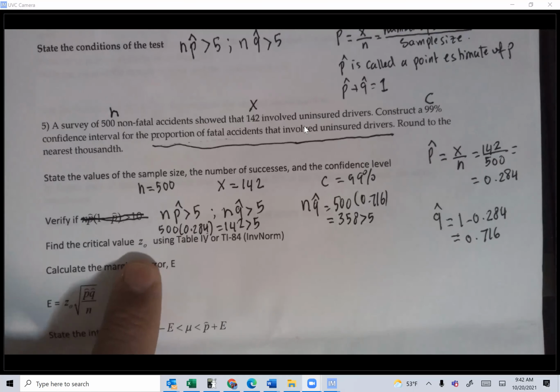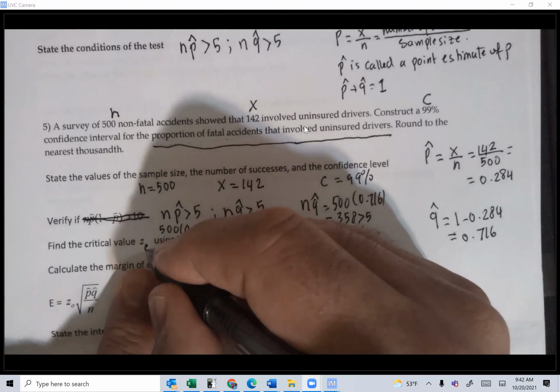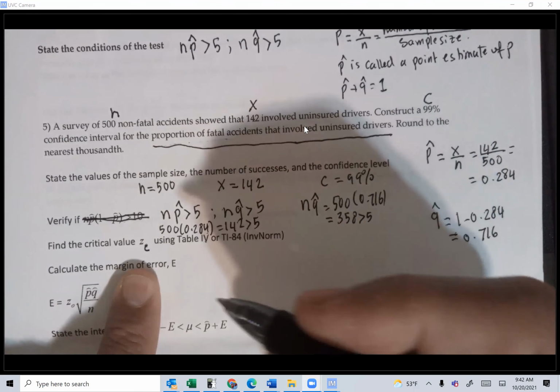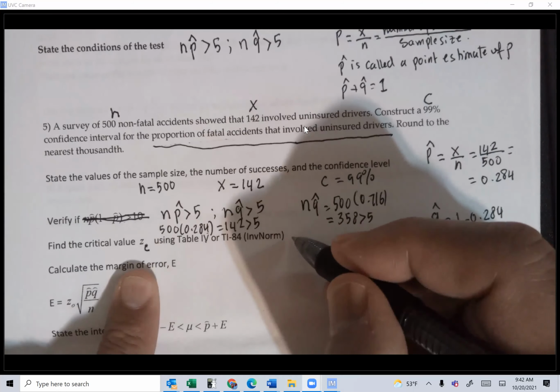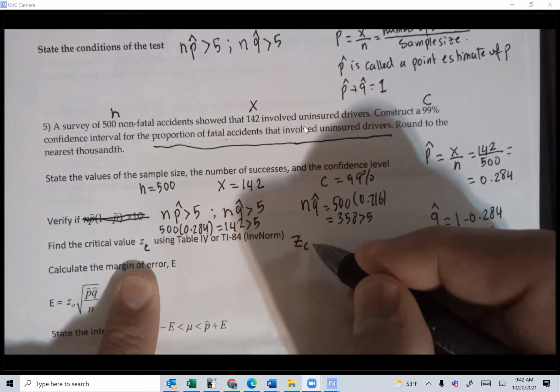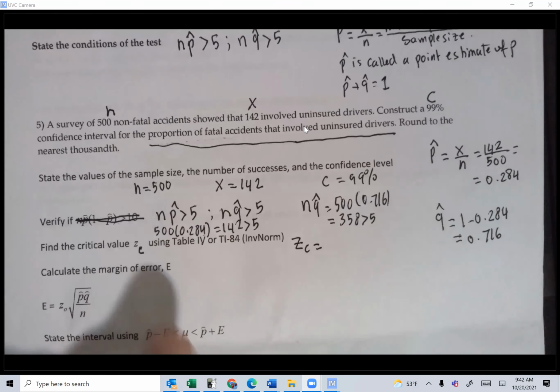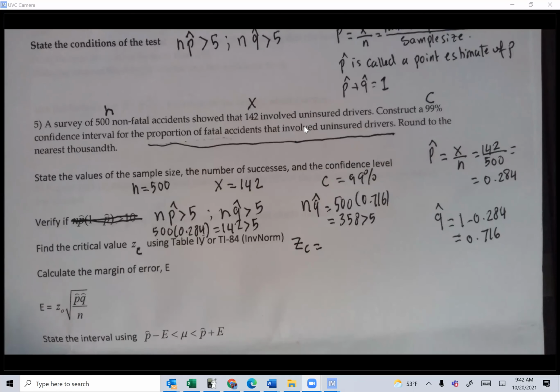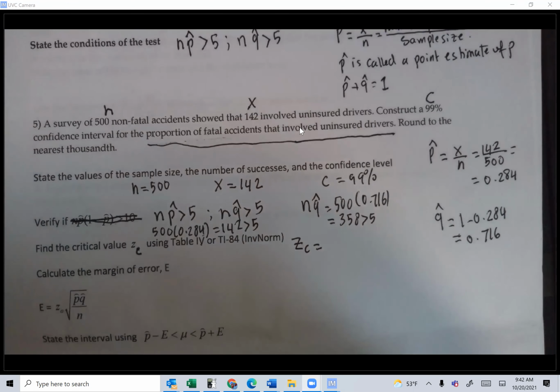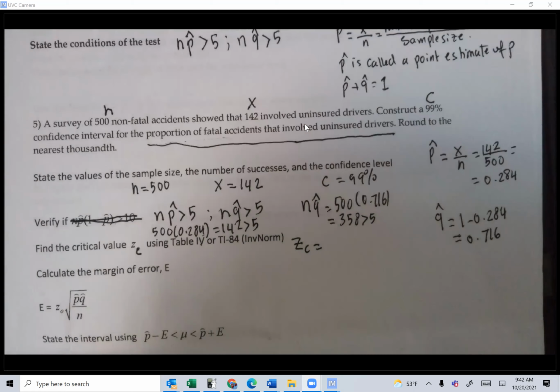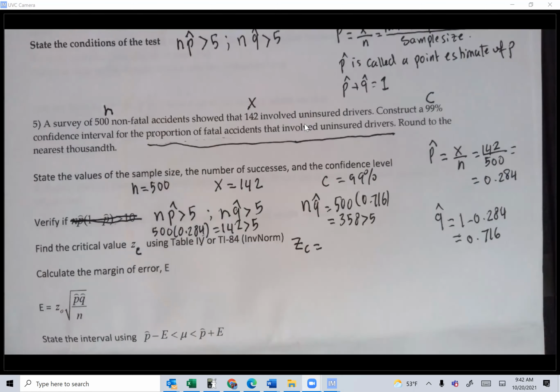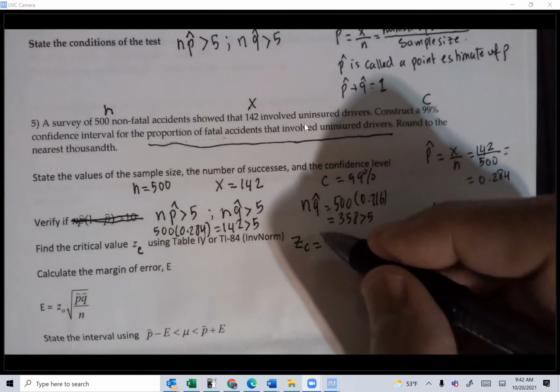Find the critical value ZC using table 4 or using inverse norm. Well, I just listed them, guys. Can someone tell me what ZC is for 99% confidence? You should know them by now. That's a 99%. Would a student tell me what you think the value is? I know them by heart. 2.575. You got it.